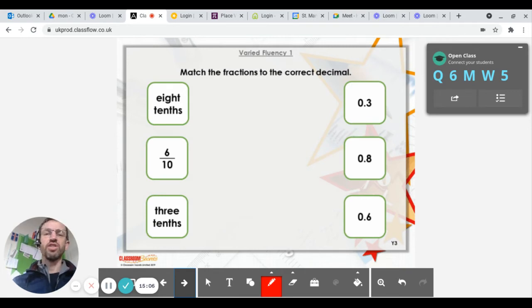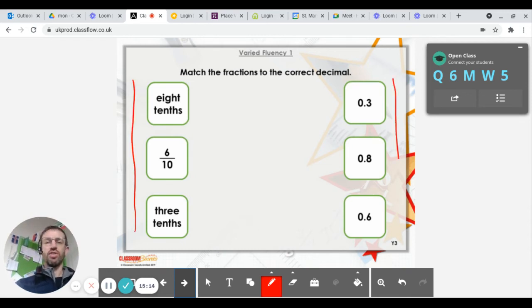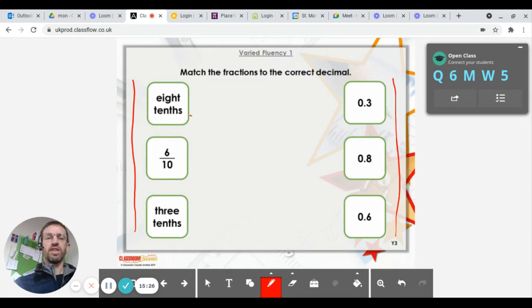Match the fractions to the correct decimal. Matching task. So all the boxes on this side need to match to the boxes on this side, on the right. So let's have a look at what's going to match to where. 8/10, 6/10, and 3/10. 8, 6, and 3. So quite straightforward. We can see that 0.8 is 8/10.